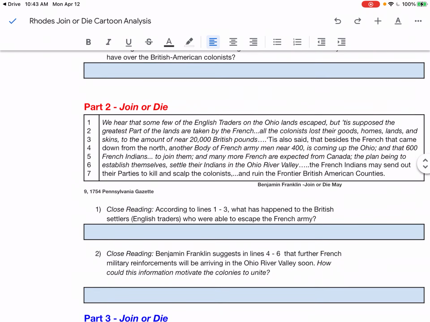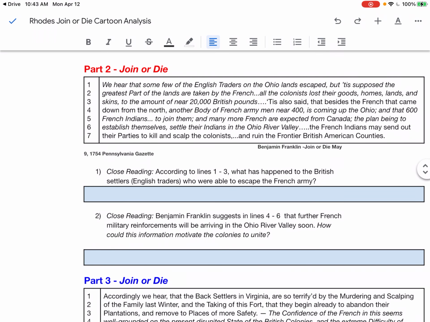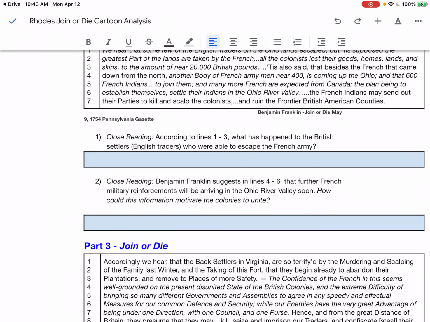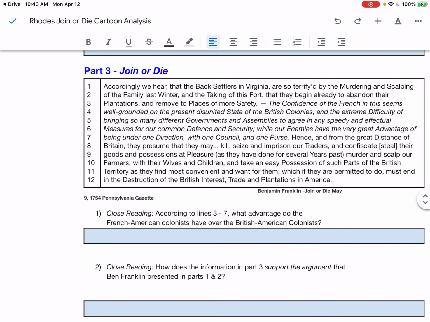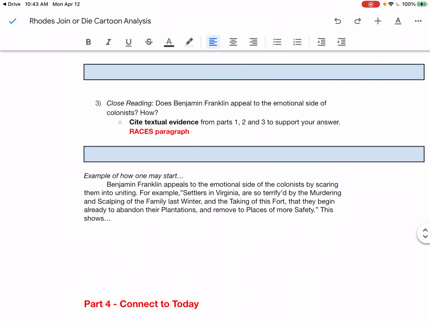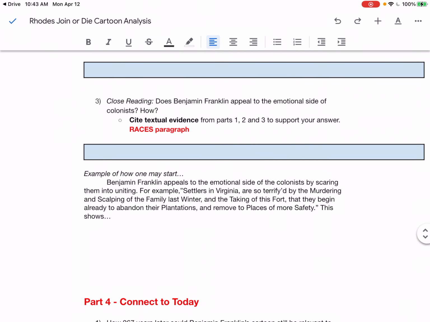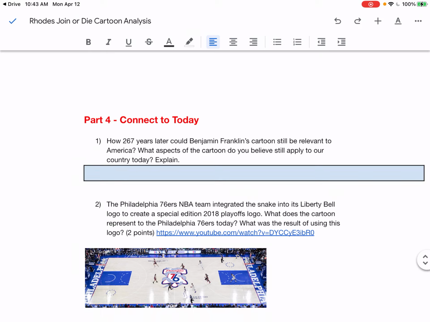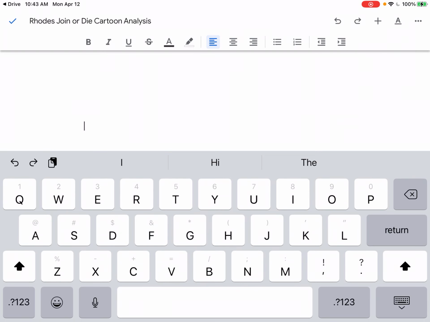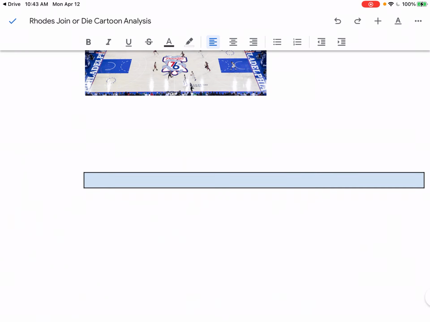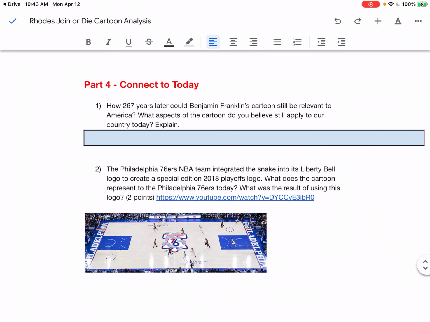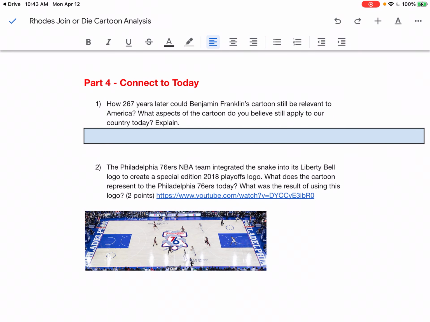Part two is very similar. Another section of that article, join or die, read that information and then answer those close reading questions. Same with part three. And then part four is a little bit different. Instead of just focusing on the historical elements, I want you to connect it to today. So how does this matter still? 267 years later, why is it important?